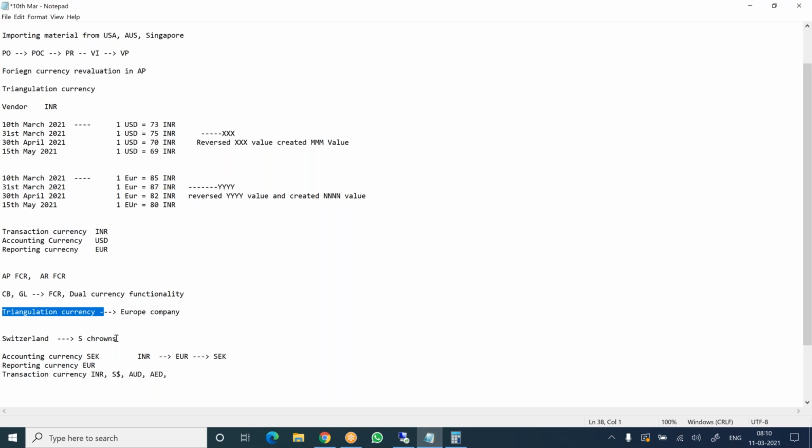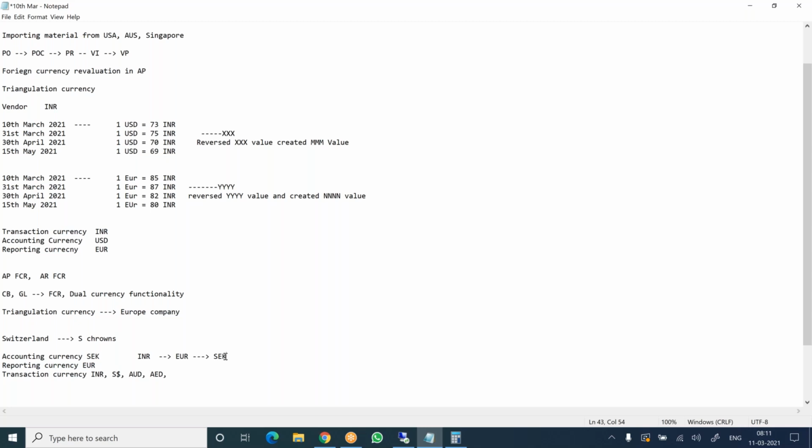Suppose my company is in Switzerland and I'm using SEK as accounting currency and reporting currency is euro, then I don't use triangulation currency at all. It is not required. All reports will be generated in SEK. All reports are generated in euro or USD, whatever it may be. It is fine. But the main concept here is that INR should not be converted to SEK directly. That is the main agenda.